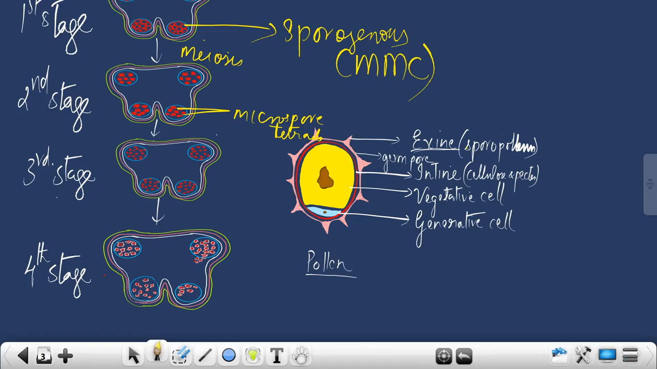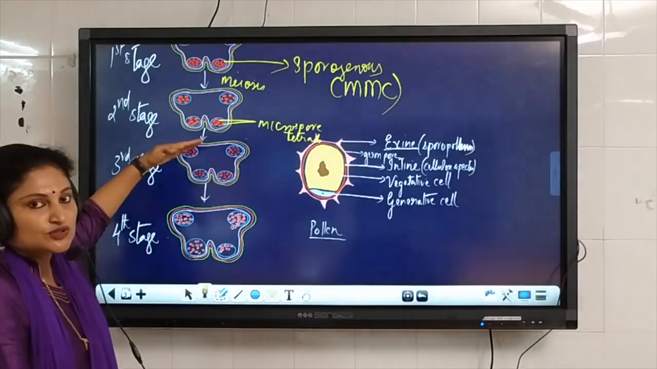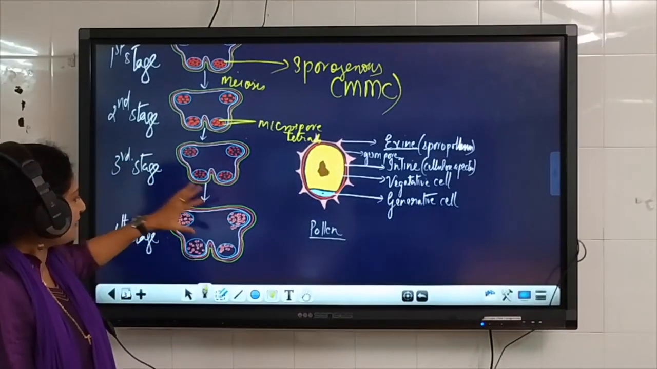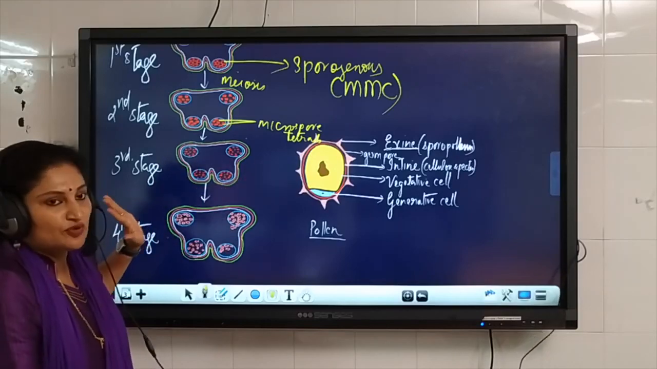Vegetative cell, yellow is the vegetative cell, which is large in size with an irregular shaped nucleus. And at the base is a generative cell. Look at the shape of the generative cell. It is spindle shaped with a prominent nucleus. This is a pollen grain. So this is what happens in the fourth event where all the microspores become the pollen grains. So we have all the microsporangia with the pollen grains fully developed.